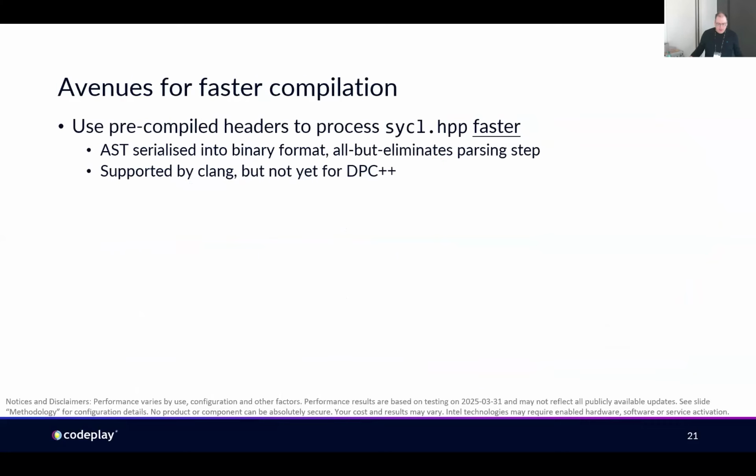So yeah, what can we do to speed this compilation up? We thought a bit about that, and also something we heard yesterday is a question. It would be very interesting for us to use precompiled headers to just process sycl.hpp faster.